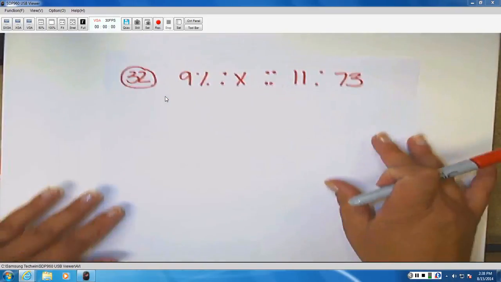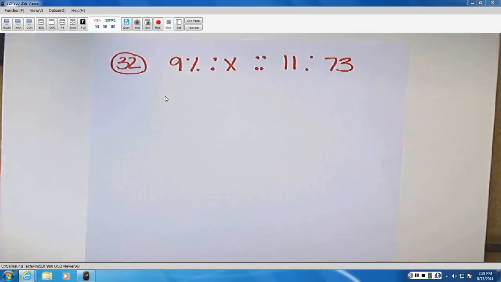Let's do a couple more. The next one we'll do is 32. Again, I'm just trying to show you some with percentages. With this one, we just have a whole number. We don't have a fraction.